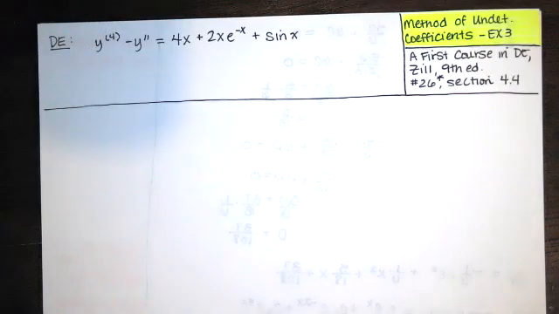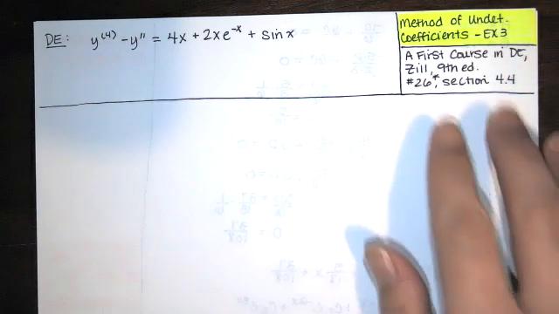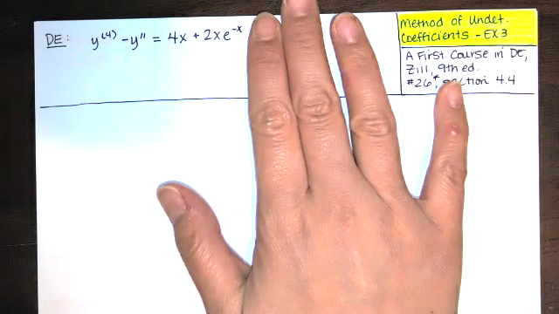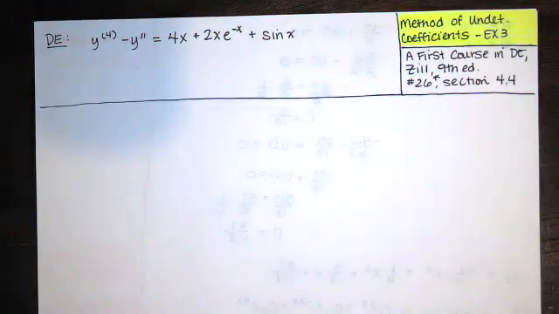In this video, we solve another example problem using the method of undetermined coefficients. This was modified from problem number 26 in section 4.4 of A First Course in Differential Equations by Zill, 9th edition. The problem 26 actually looked like this, but I just realized that I hadn't shown you any with trig functions on the right-hand side, so I just added that sine of x.